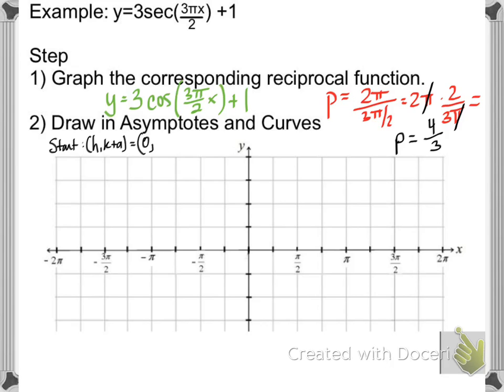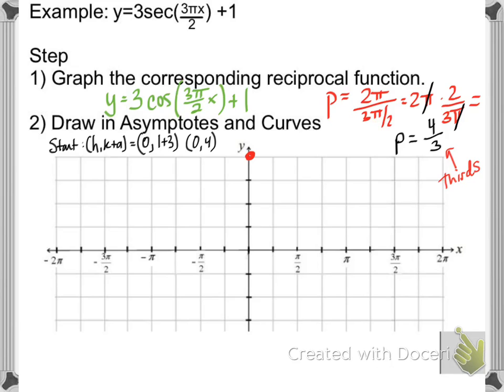Now let's find this starting point before we finish setting up our graph. Our starting point is always h comma k plus a for cosine. Our h is 0, our k is 1, and then our a value is 3. So we're going to start up at 4. So 0, 4. So I'm on the axis, and I'm going to go up to 0, 4.